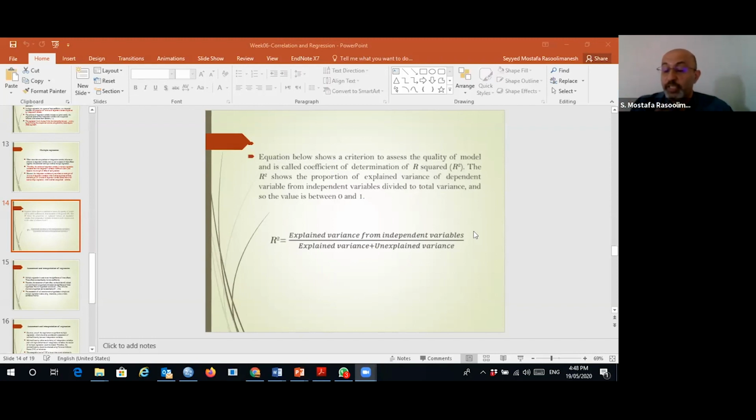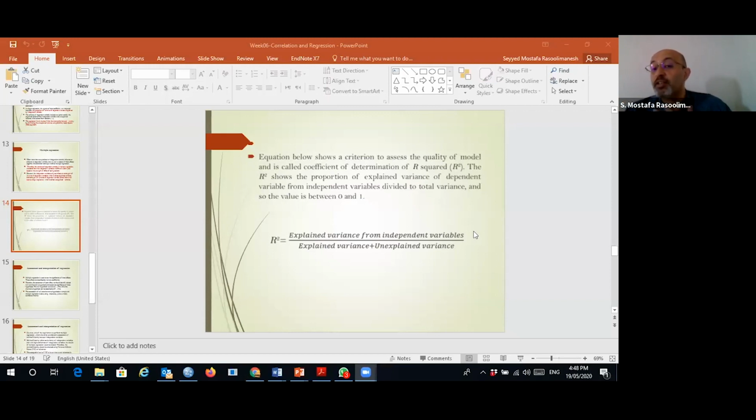And it also depends on the type of your research. Sometimes in your research you want to examine the effect of some variable on DV, but you are not supposed to include all variables, all predictors of DV. So you only include a few variables. It means your R square will be low in this case.